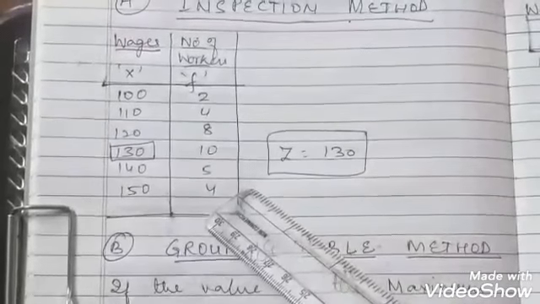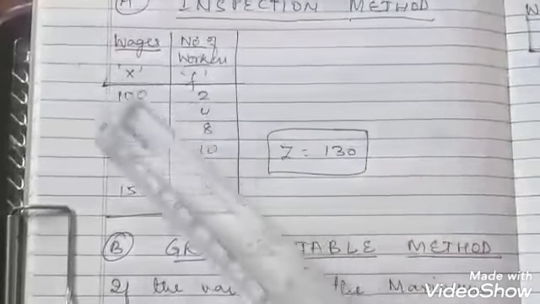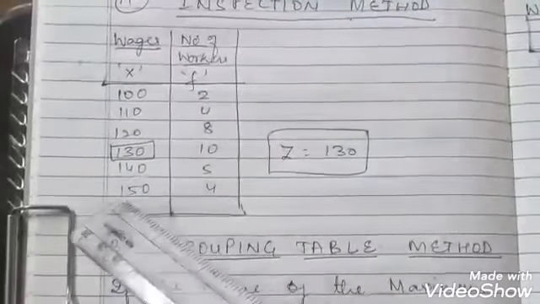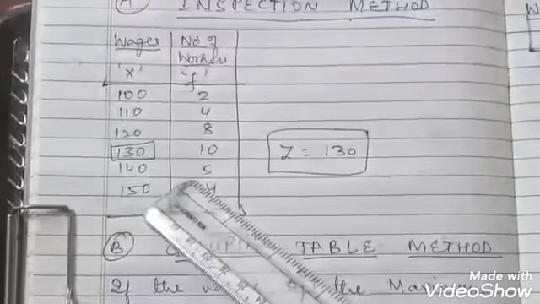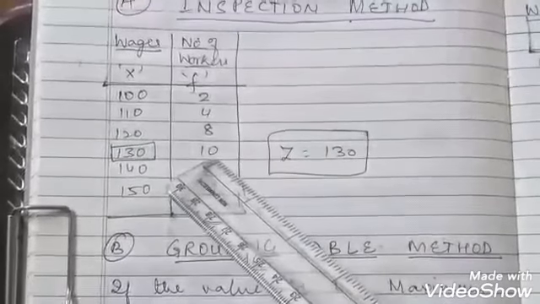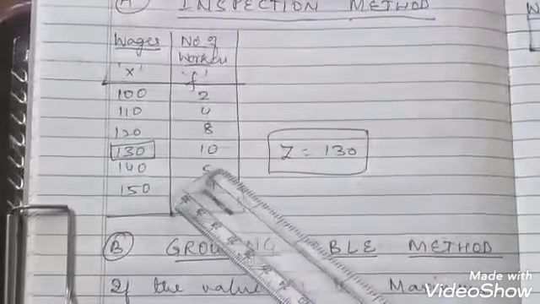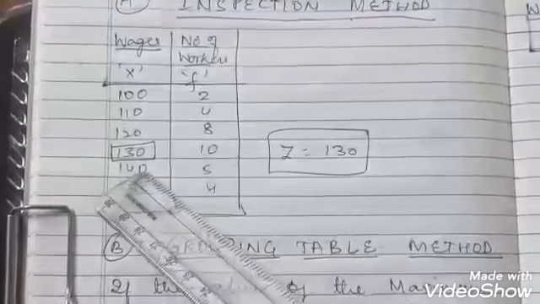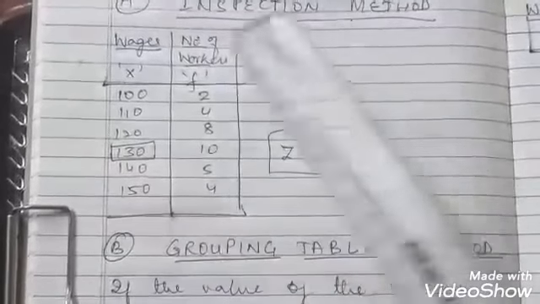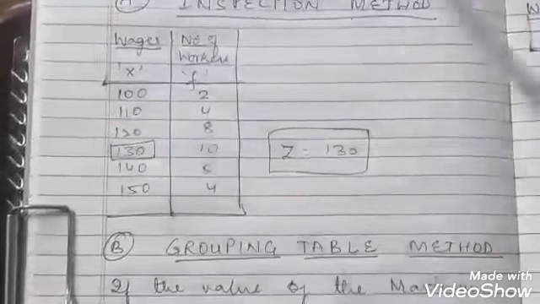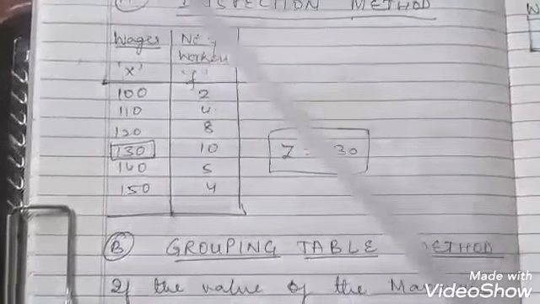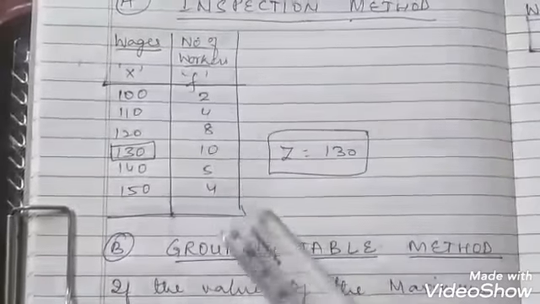Inspection method is also known as the observation method, जिसमें तुम्हें x column दिया हुआ है और f दिया हुआ है. Can you see this numerical here? This is your discrete series. You have your x and you have your f column. Now, if you see f, the maximum frequency here is 10. So किस value की maximum frequency 10 है? Wages 130. So तुम्हारा mode क्या है? 130. So according to inspection method और observation method, खाली देखकर inspect करके कि जिस variable x की सबसे ज़्यादा frequency होती है वो तुम्हारा mode है.